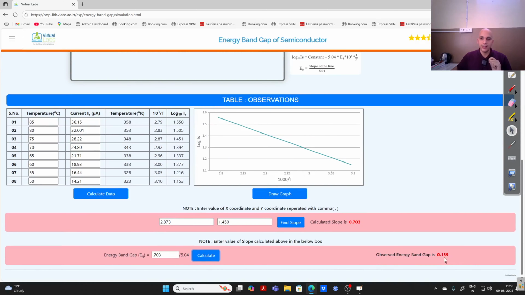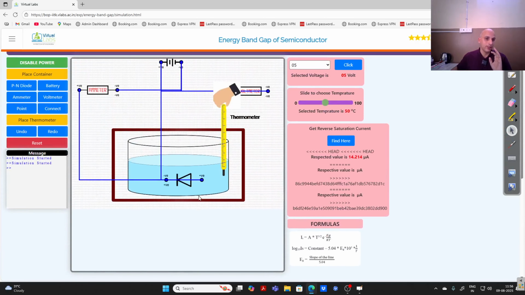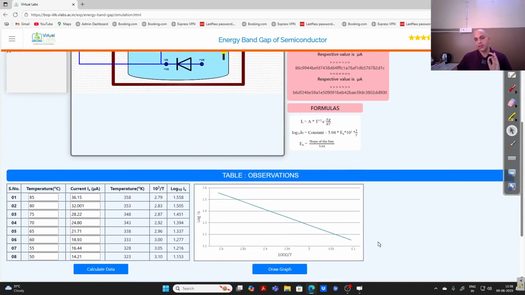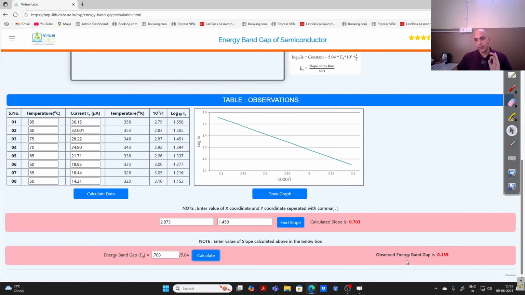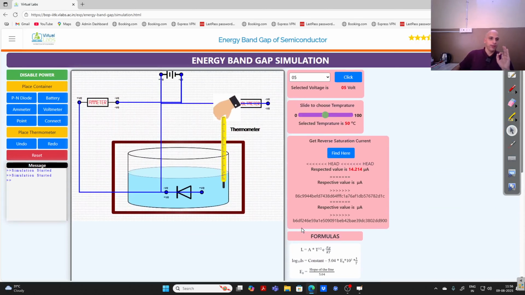So here the answer is the observed energy band gap for this particular type of semiconductor used for making this PN junction diode: 0.139 electron volt. It is in electron volt, right? So this is about this experiment, a very, very important experiment of solid state physics.